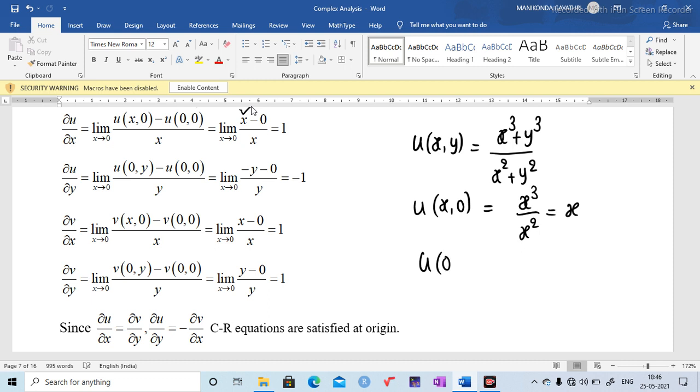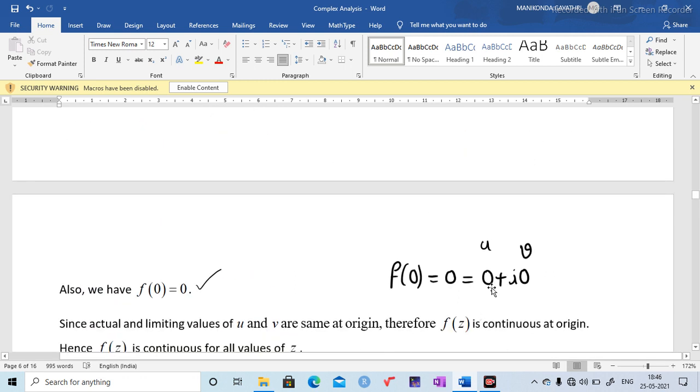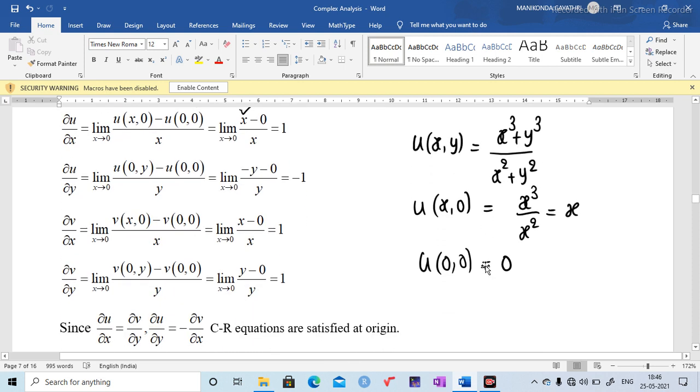U of 0 0 is 0 only, as we know already. U value at the origin is 0, divided by x. So x by x is 1. The limit of a constant is itself. Similarly, for ∂u/∂y, observe here x values are zero, y tends to 0. So y is varying, divided by y.